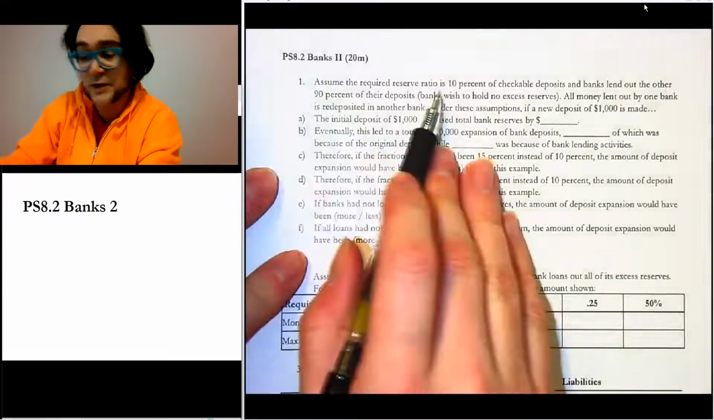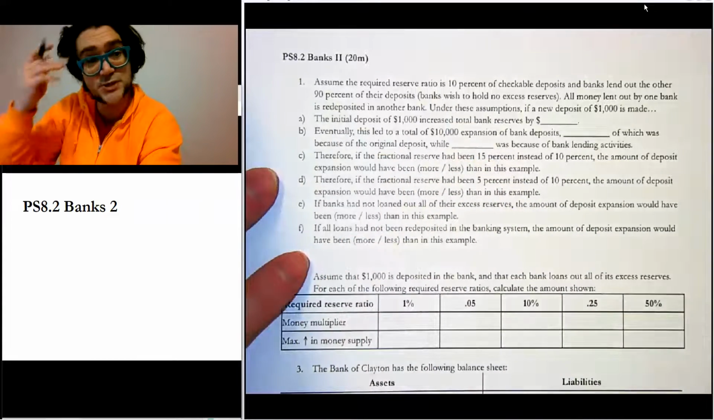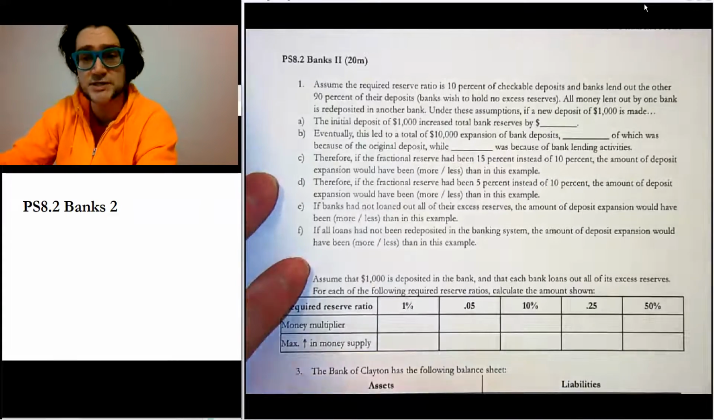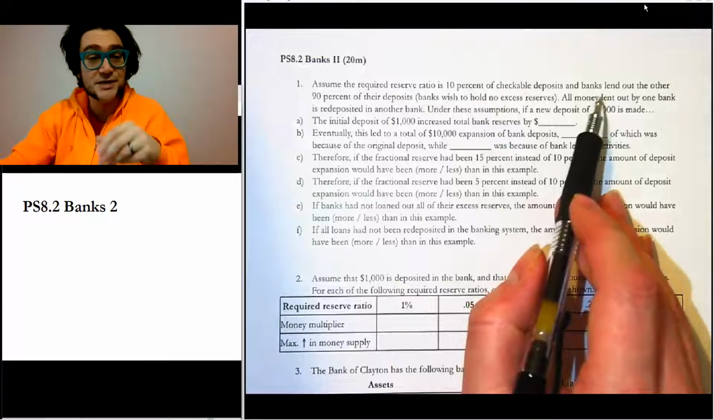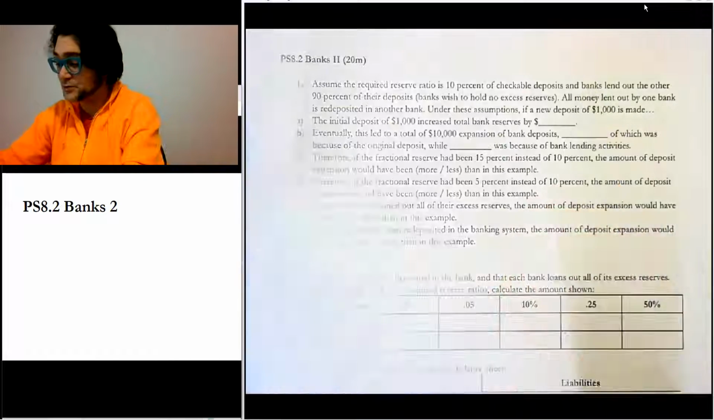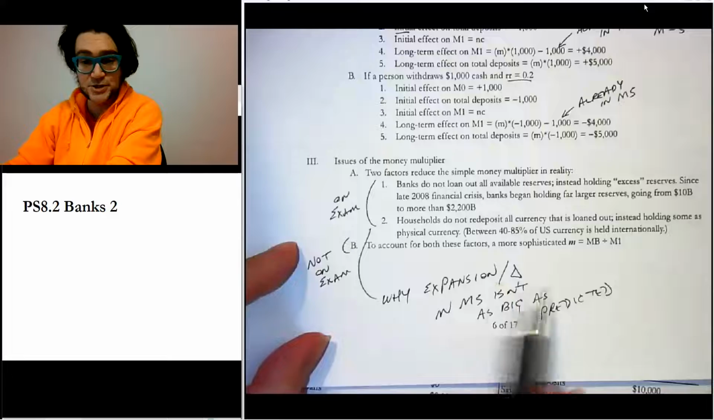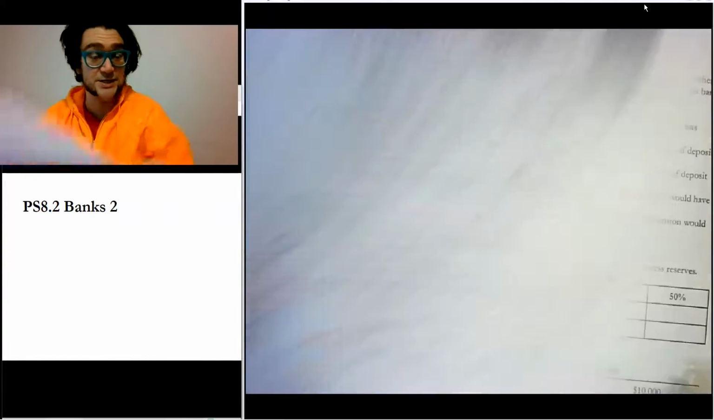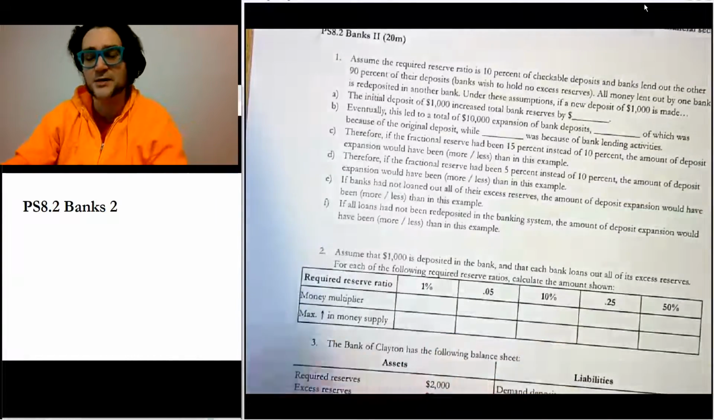So it says assume the required reserve ratio is 10%. It's actually just like the lecture that I just did. Banks lend out the other 90%. Banks don't hold any excess reserves. All the money lent out by one bank is redeposited. So in other words, you don't have to worry about what we just wrote down, which was why the expansion and the change in money supply isn't as big as predicted. They're usually going to have that little caveat at the beginning.